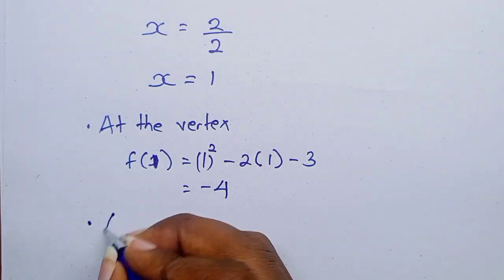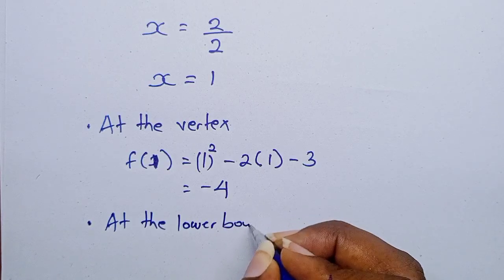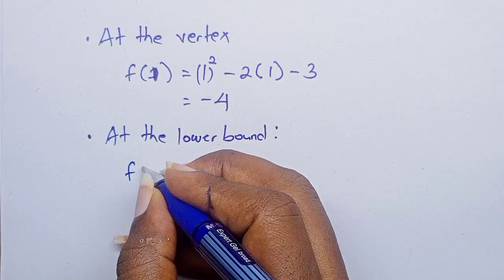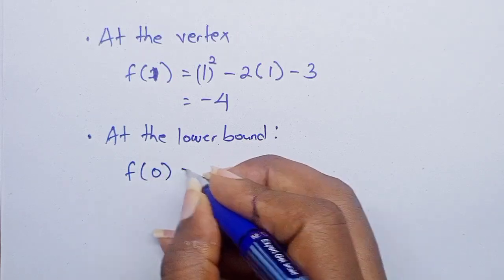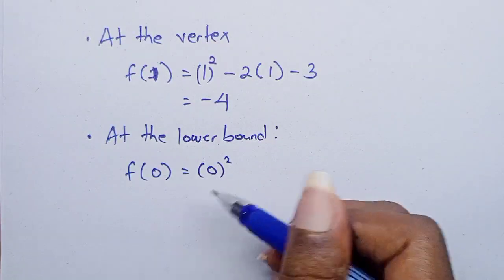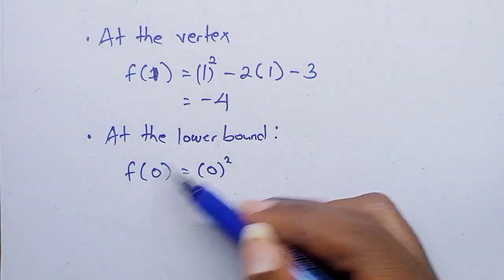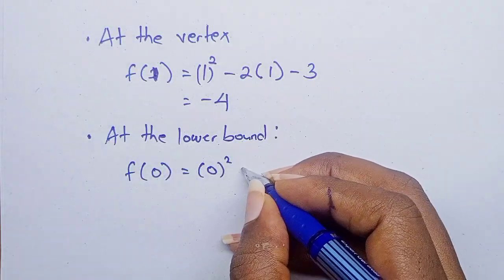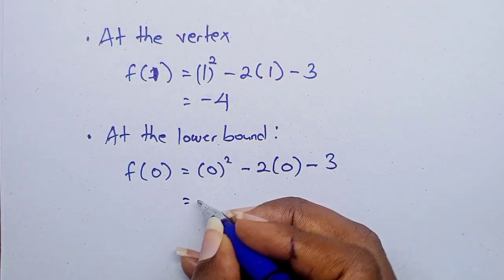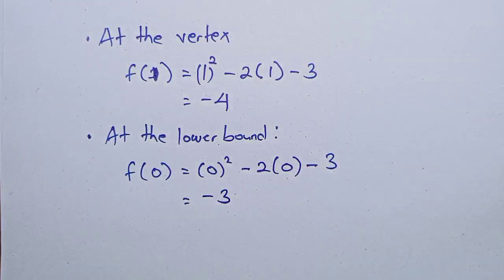Now let's solve at the lower bound. At the lower bound, that will be x is 0, so f of 0 will be 0 squared. We're replacing in the function where there is x. At the vertex, we replace with 1. At the lower bound, we replace with 0. So 0 squared minus 2 into 0 minus 3. So this is 0 minus 3, which gives us negative 3.